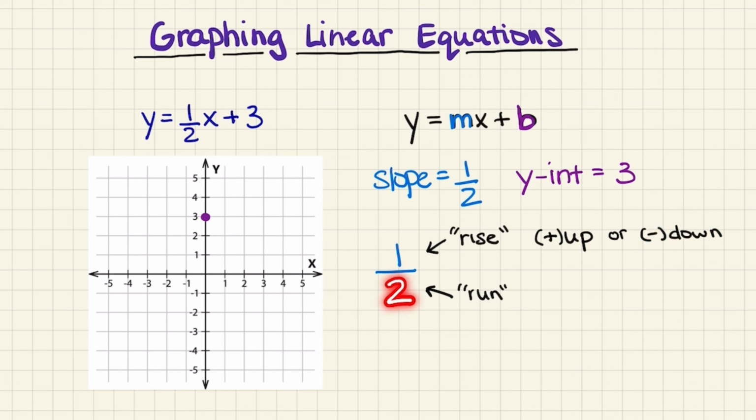And then the bottom number tells us the run. If the number on the bottom is positive, we go to the right. If the number on the bottom is negative, we go to the left. So in our equation, both of these numbers are positive, which means we're going to go up 1 unit, that's the rise, and then to the right 2 units. So we're going to look at this point here. We go up 1 unit and to the right 1, 2 units. So we'll have our next point right there.